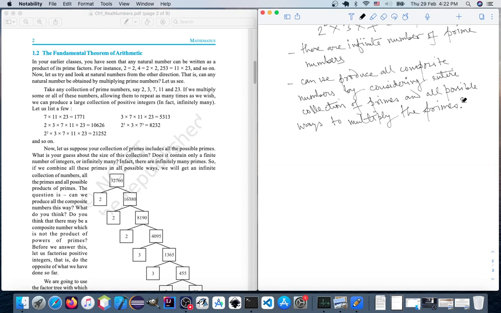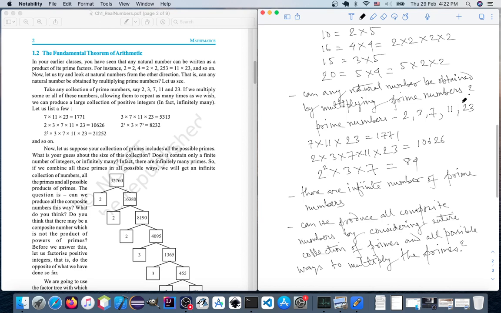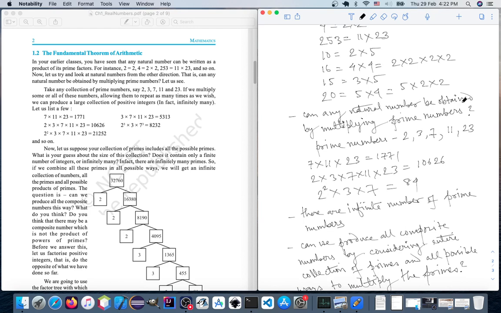In the textbook it says, what do you think? Do you think that there may be a composite number which is not the product of powers of primes? As you can see, we have already seen that any composite number can be factorized, can be written as a product of primes, and in those factors one prime can appear multiple times. So we will essentially have some powers of primes as factors of a composite number.